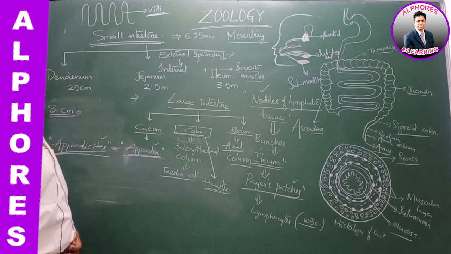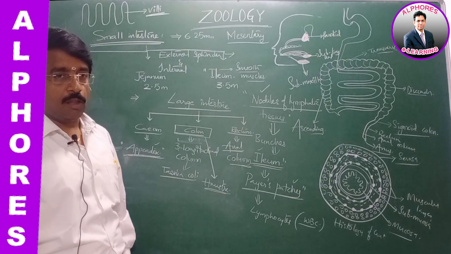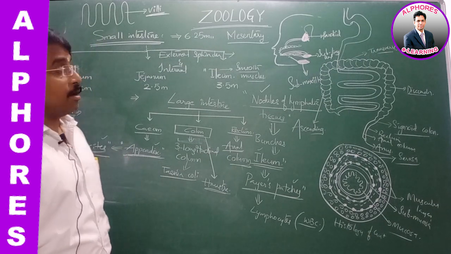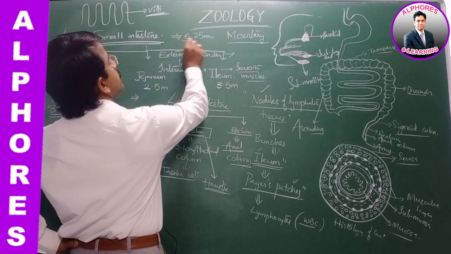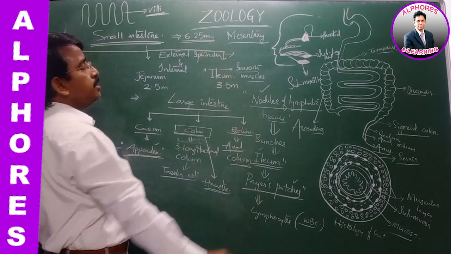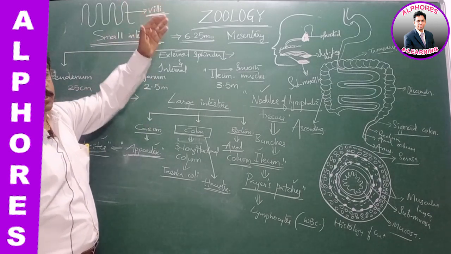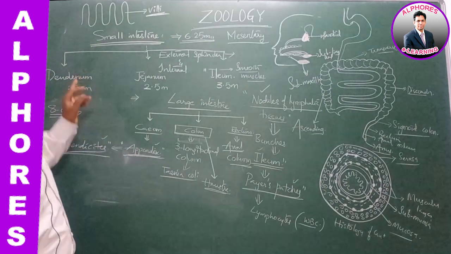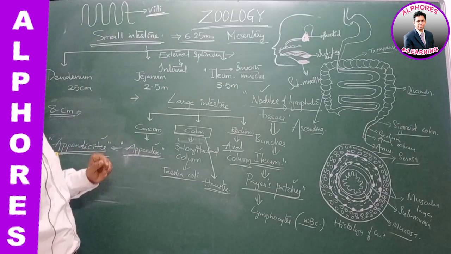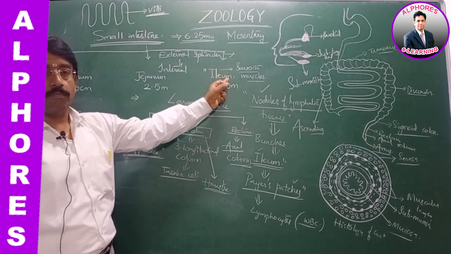Small intestine is the longest part of the alimentary canal, due to its length. Generally it is 6.25 meters long. That's the reason why it is the longest part. It includes the regions named duodenum, jejunum and ileum.